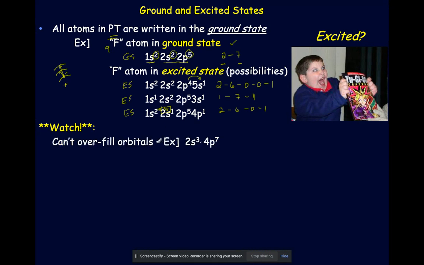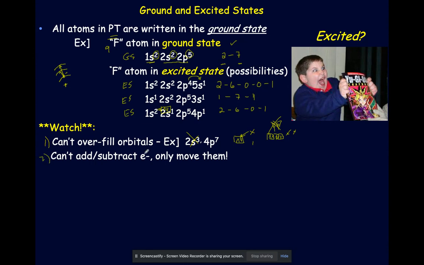Okay, so we've got to watch a couple of things. For number one, you can't overfill an orbital. For example, if you have an S2, you cannot put anything else in it, so you can't have an S3. And if you had a P6, say a 4P6, so 1, 2, 3, 4, 5, and 6, you can't put another electron in there, because you can't have a P7. You can't overfill orbitals, the boxes, okay?